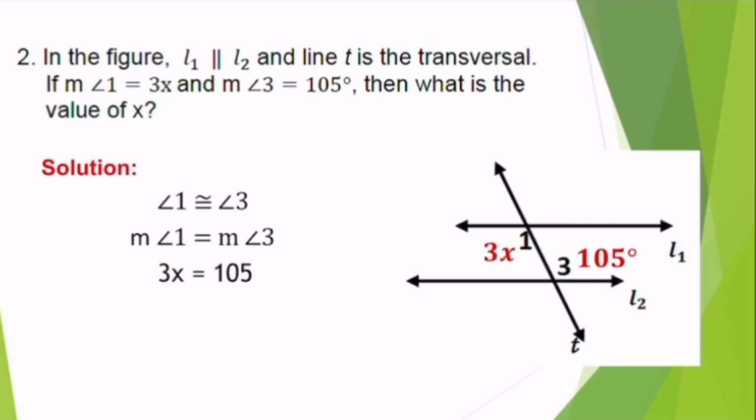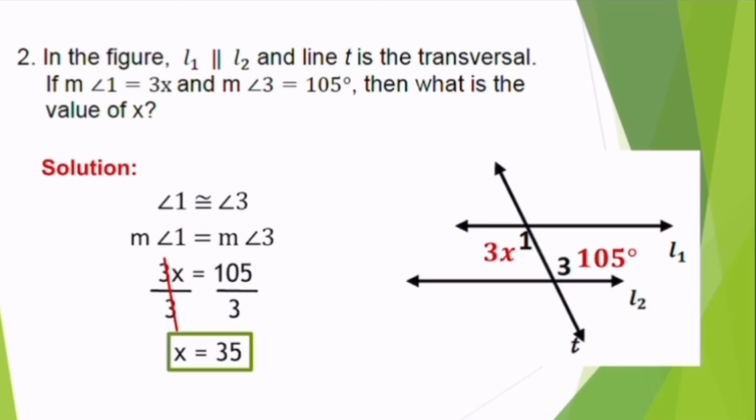And after that, let's apply the division property of equality by dividing both sides by 3. So 3x divided by 3 is x, and 105 divided by 3 is 35. So, therefore, the value of x is 35. That is our second example.